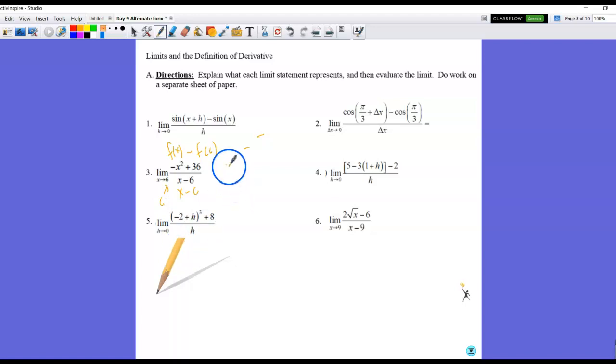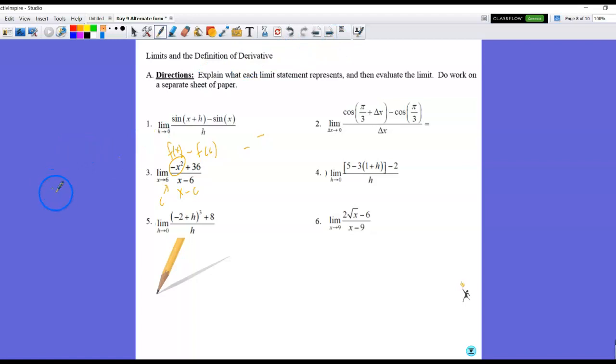So this expression represents the derivative of the opposite of x squared, so this is what I would write for what the expression represents: the derivative of negative x squared at x equal to 6. So it is a point-specific derivative.